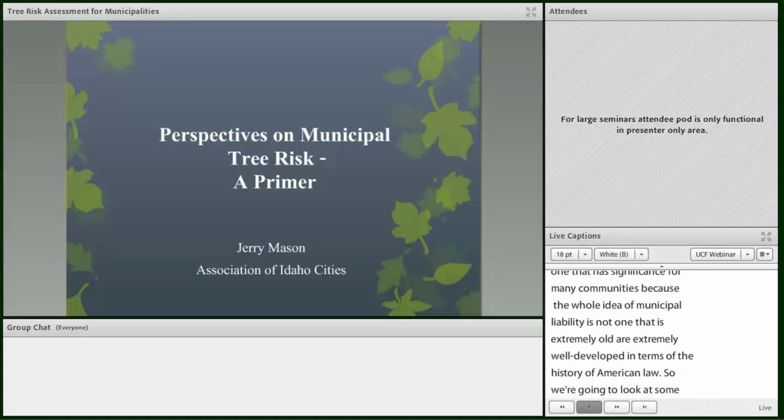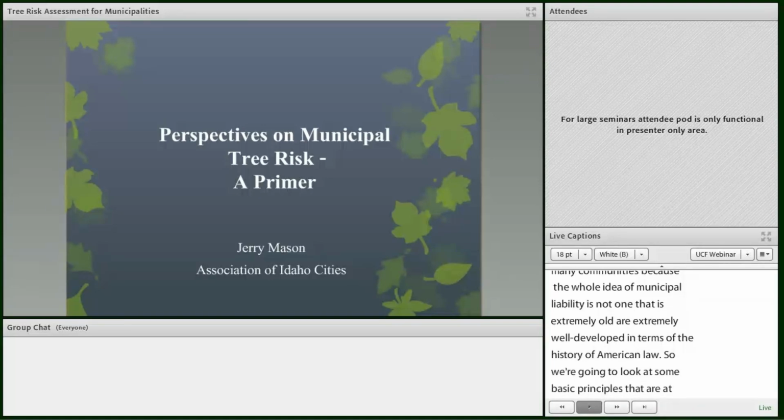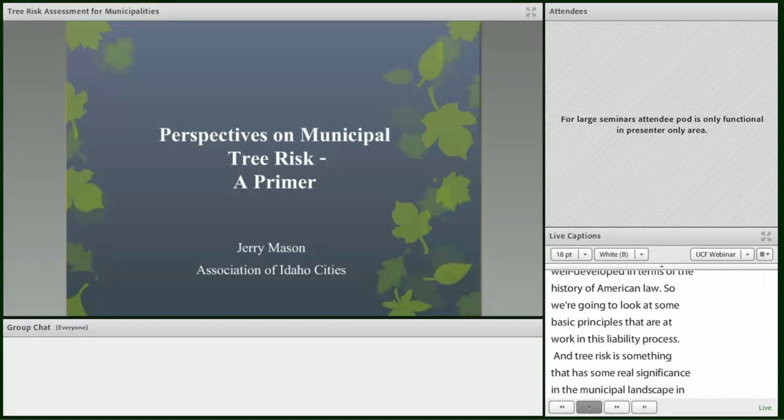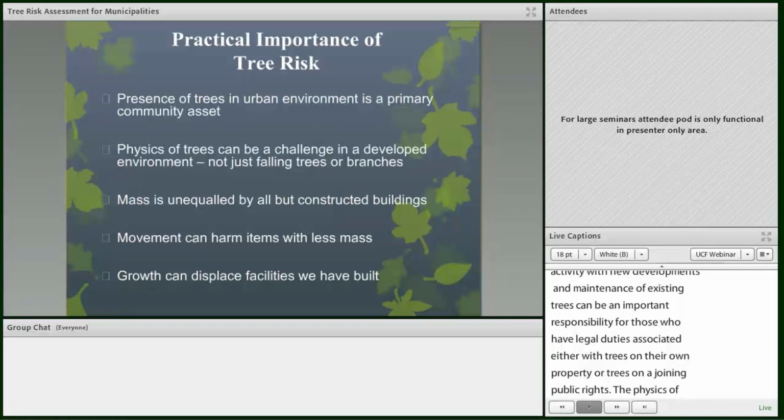And tree risk has real significance in the municipal landscape, in part because in many communities planting trees is a required activity with new development, and maintenance of existing trees can be an important responsibility for those who have legal duties associated either with trees on their own property or trees on adjoining public rights of way. The mere physics of trees can cause a challenge and can prompt us to examine the environment in which trees exist in a very different way.